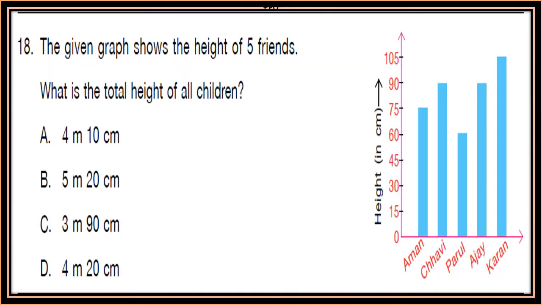Question number 18. The given graph shows the height of 5 friends. What is the total height of all children? Now see the graph. Height of 5 children, Aman, Chavi, Parul, Ajay and Karan is given. You have to find the total height of all children. So it's an easy one. Try yourself. You can see the answer at the end of video.